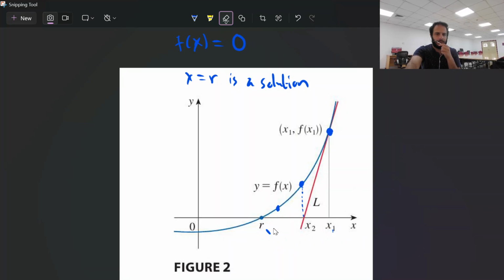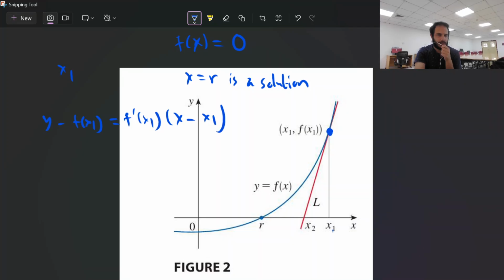So now, this is the general idea, but now how to write the formula for this? First, you find the equation of the tangent, okay? What's the equation of the tangent? y minus f(x1), because remember we started with x1. So y minus f(x1) equals f'(x1)(x minus x1). So we have this equation.